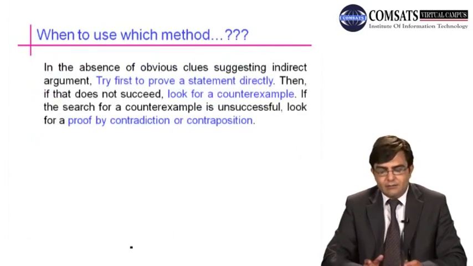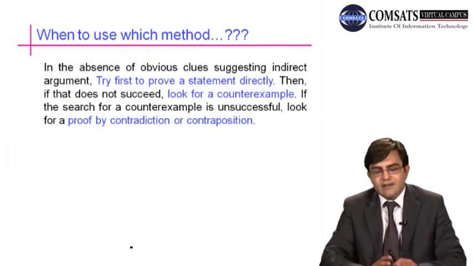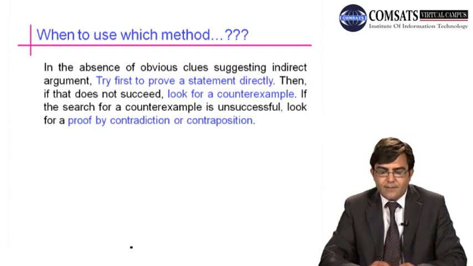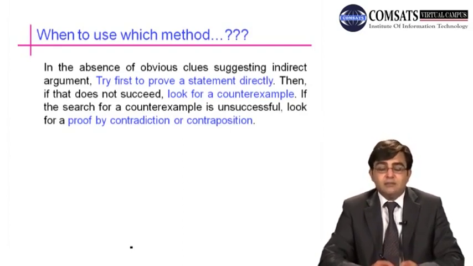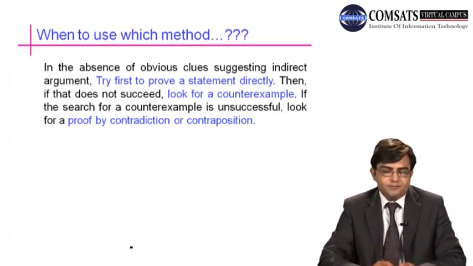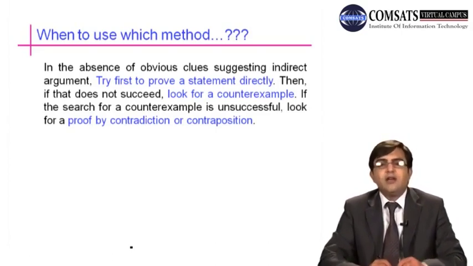Now we have studied methods of proof, the direct methods and the indirect methods. In indirect methods we have studied the method of contradiction, the method of contrapositive, and we have also seen a method of disproving a statement by giving some counterexample. Now, which method do we use, or what is the preference of methods to be used to prove a given statement?